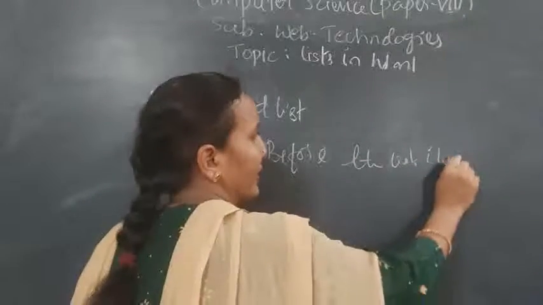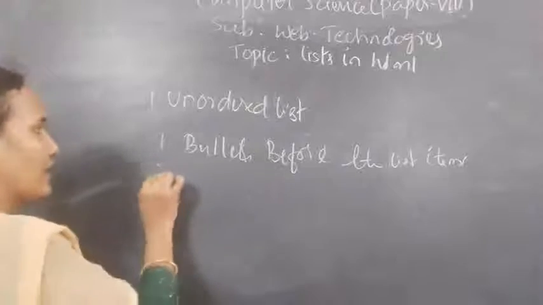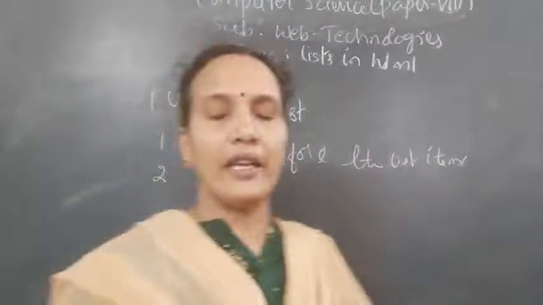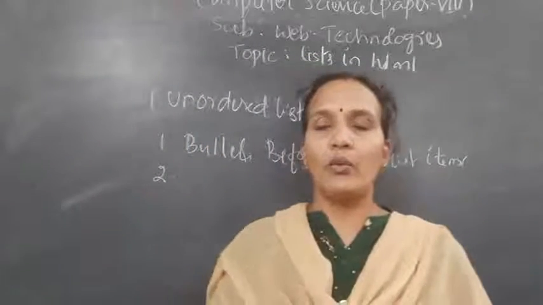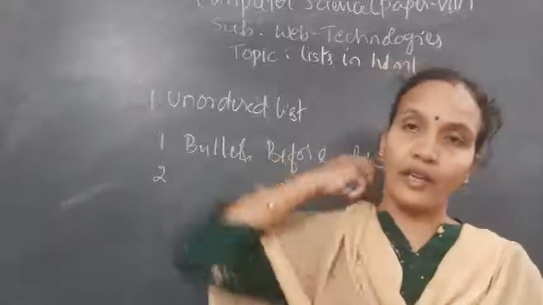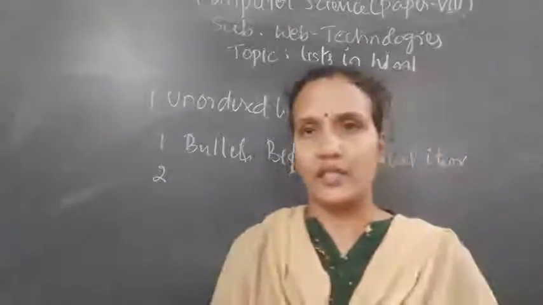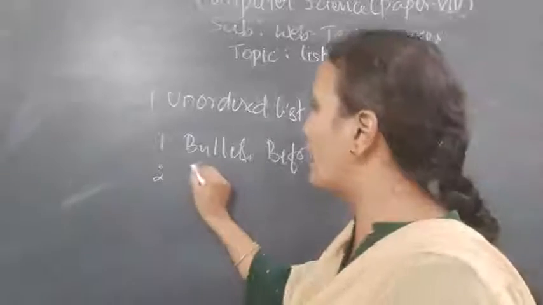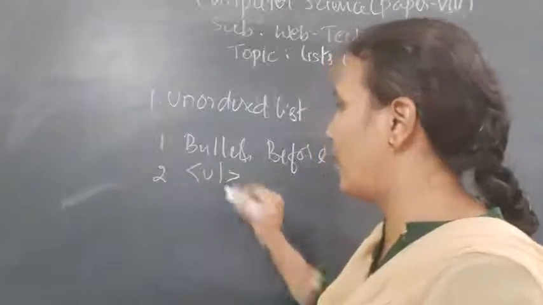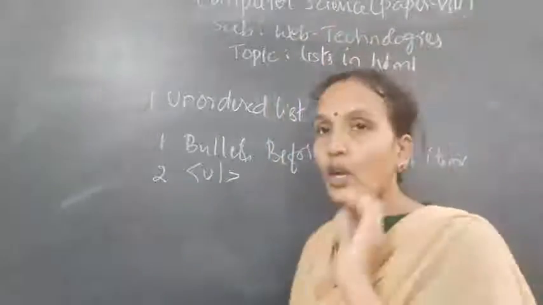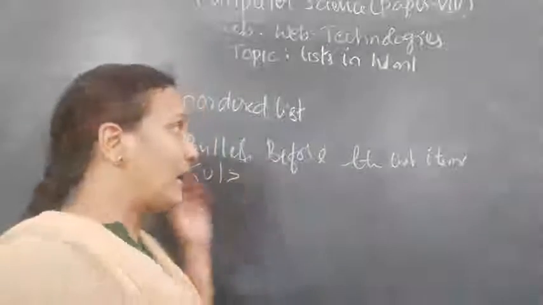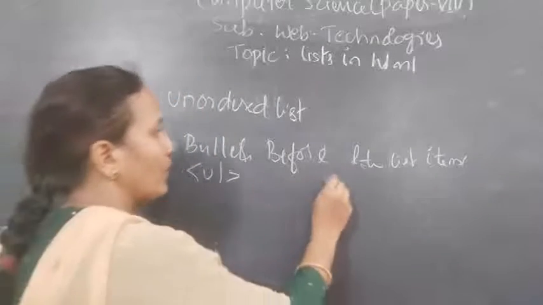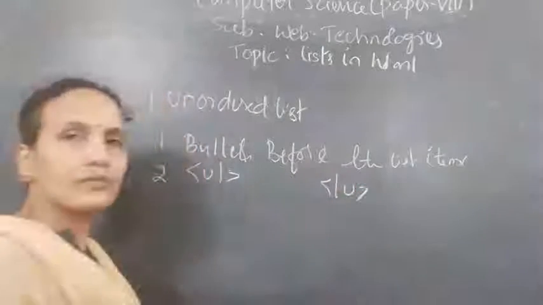Okay, first point: bullets means it's a symbol. The second one is the unordered list. See, in web designing, whatever instructions or formatting you want to give should be in the form of tags. So in order to create an unordered list, we'll use the UL tag. An unordered list starts with the UL tag and ends with the UL closing tag.